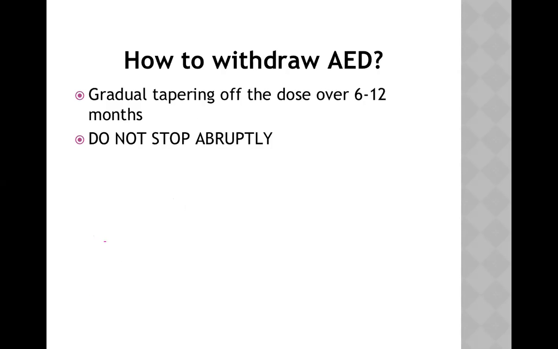How to withdraw anti-epileptic drug now? What are we worried about with the withdrawal effect of anti-epileptic drug? The drug should be gradually tapered over 6 to 12 months. It is a long duration, 6 to 12 months, and never stop abruptly. Otherwise, you will induce withdrawal seizure, and that withdrawal seizure usually manifests as status epilepticus, very difficult to control. I've already explained this. We can compare this phenomenon with the steroid withdrawal effect.